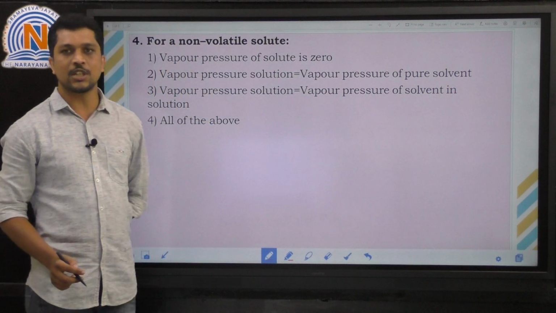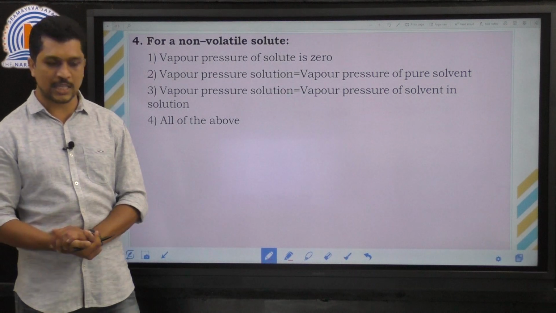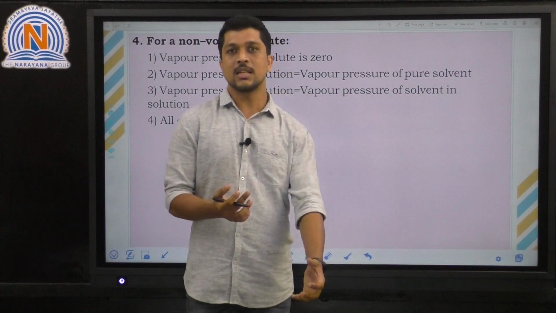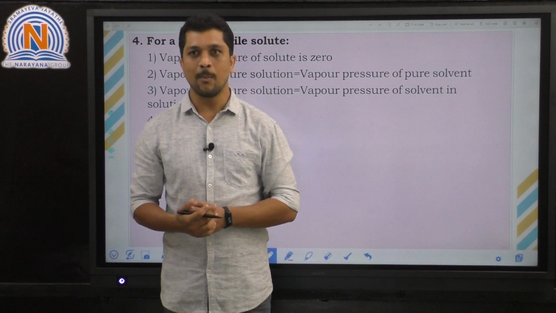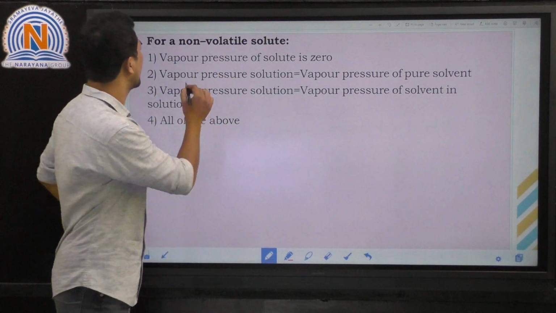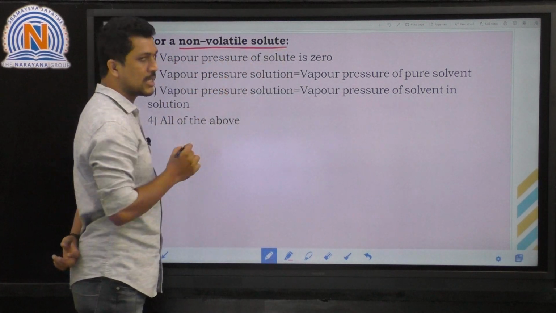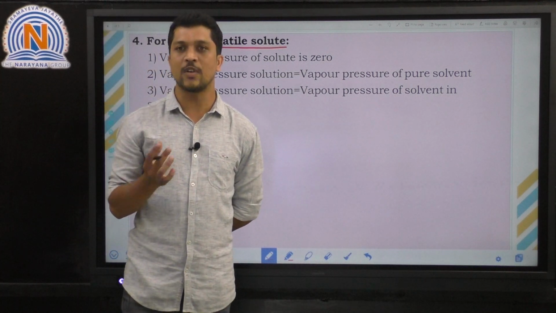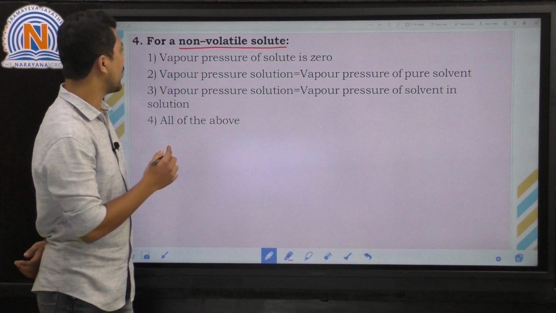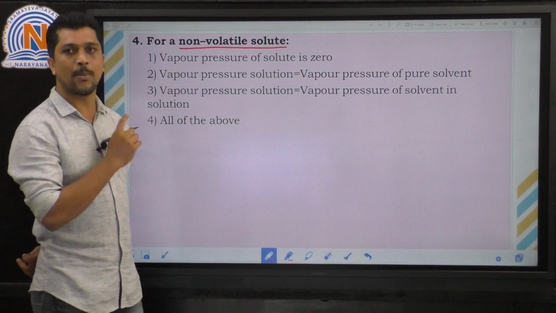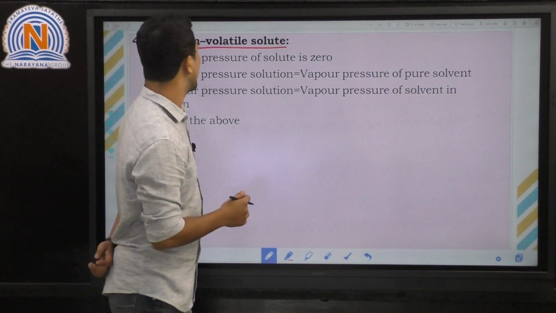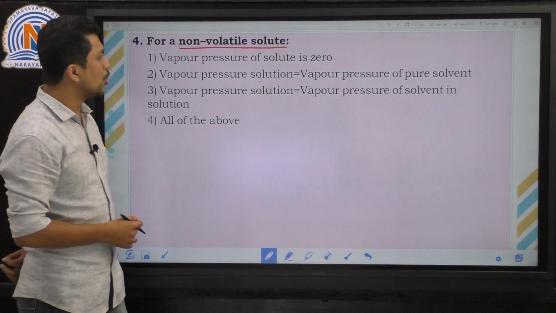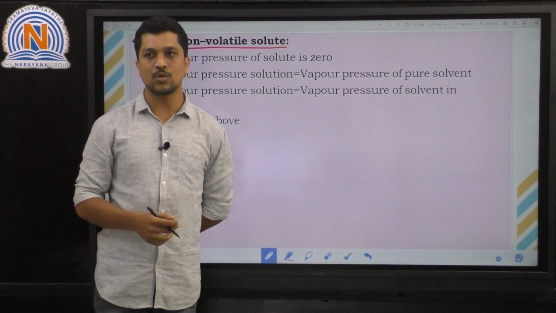So let's see the first option: vapor pressure of solute is 0. If any solute can be evaporated, that solution can produce vapor pressure. But here we are taking the non-volatile solute which cannot be evaporated. So we can say that this solute cannot produce any vapor pressure. That means the solute's vapor pressure is 0. So the first option is correct. Now the second option: vapor pressure of the solution is equal to vapor pressure of the pure solvent.